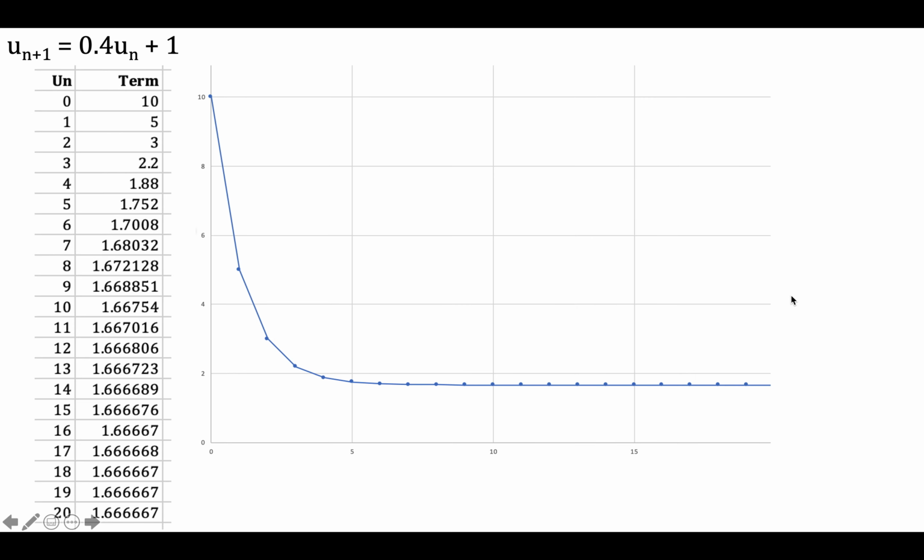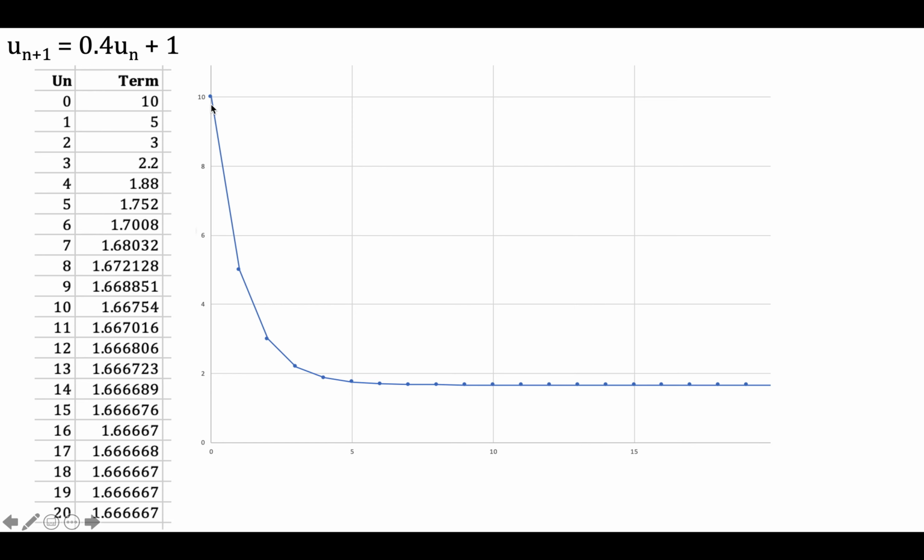Now if we look at the third one I gave you, u(n+1) is equal to 0.4 u(n) plus 1. Again, I started off with 10 being my initial value. It doesn't matter what you started off with, a similar thing will happen anyway. And you can see that it starts getting smaller and smaller and smaller, but to the point where it all seems to be 1.666 recurring. That appears to be happening all the time.